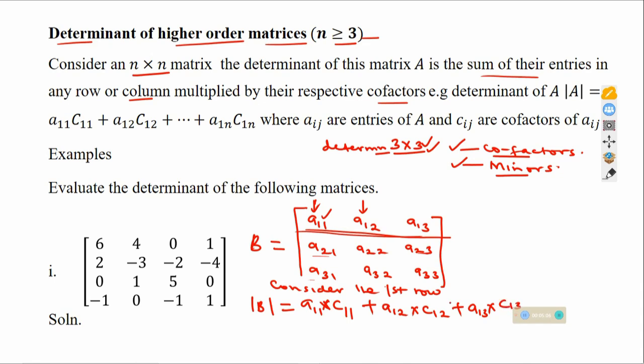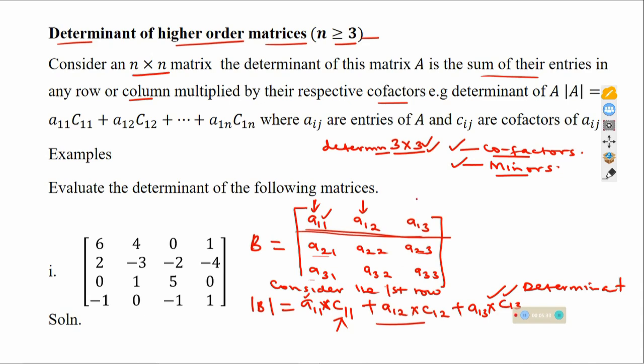So what does this mean? This means that when you have these entries a11, a12, and a13, what you are interested in is to get the corresponding cofactors, that is C11, C12, C13. Then when you multiply and get the sum, what you will obtain here will be your determinant. So this will be the determinant of that given matrix.